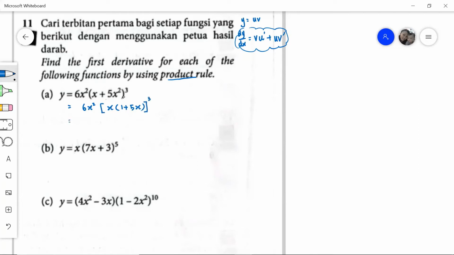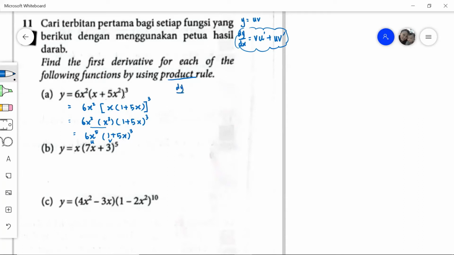So if I expand the square bracket, I will have 6x squared, and then next is x cubed, and then followed by 1 plus 5x cubed. So this and this can combine. So we will have 6x to the power of 5 times with 1 plus 5x raised up to the power of 3. So now my u and the v will be in this way, whereby the v is much simpler.